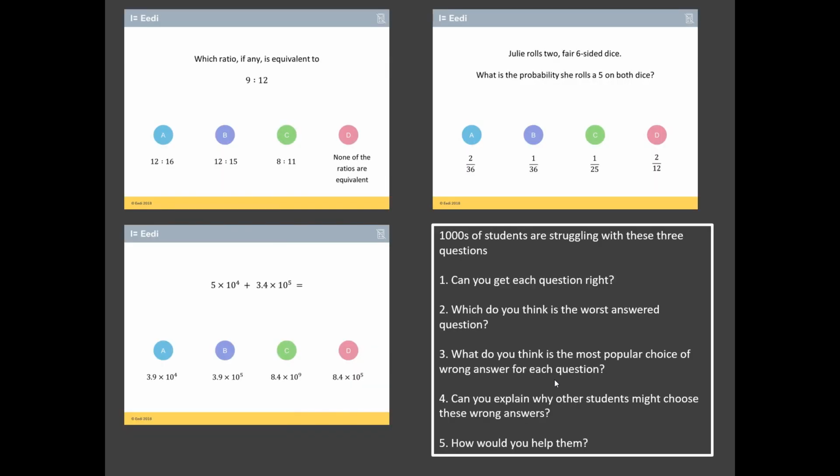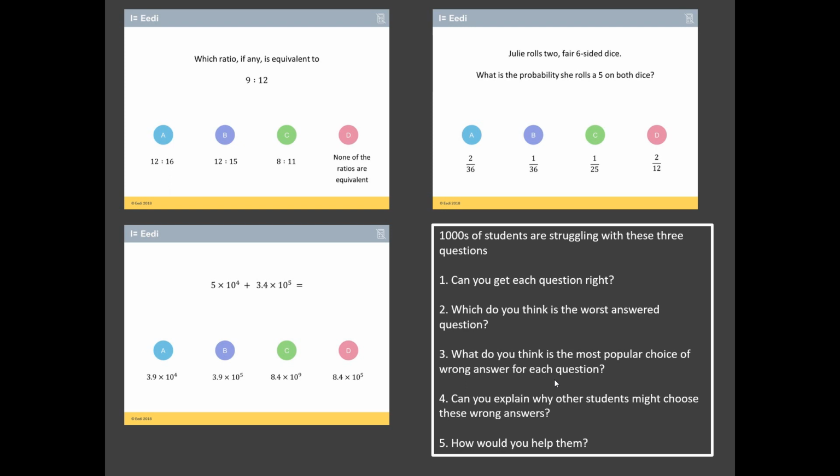Now, what is Beat the Nation? Well, thousands of students have answered a quiz on my Diagnostic Questions website, where the quiz contained loads of different topics. And what I've done is I've chosen the three worst answered questions by those thousands of students, and here they are on the screen in front of you.